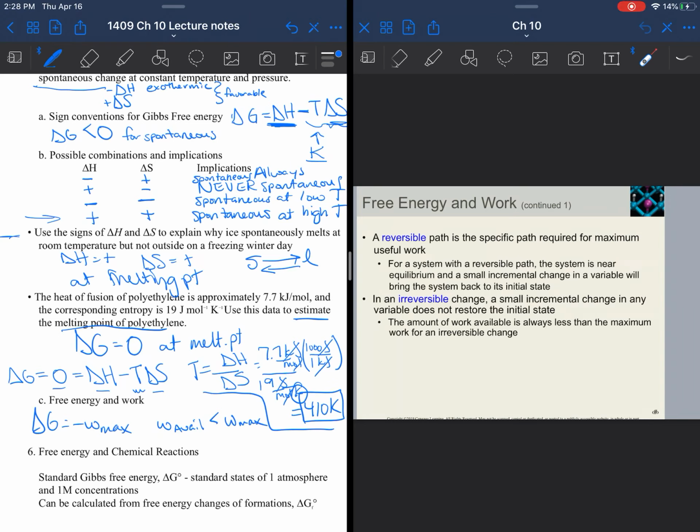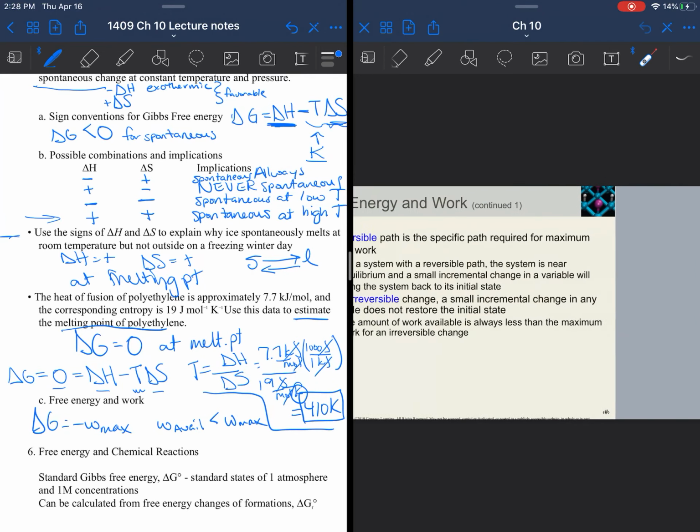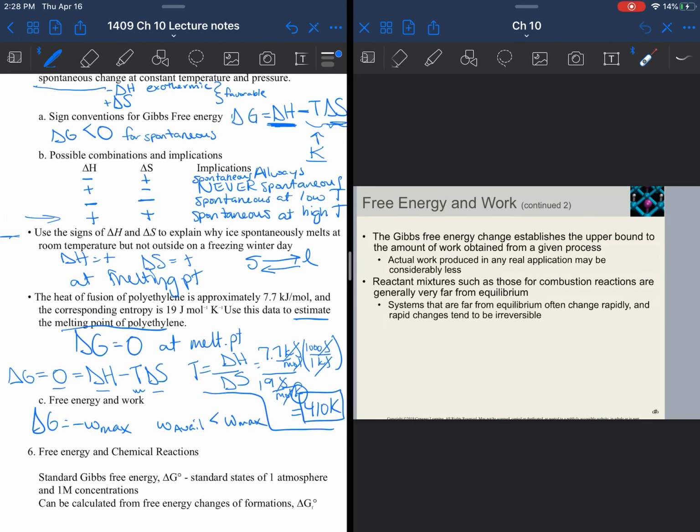But at least with delta G, we can estimate what the absolute max is we could do with a system. Now, for this last little bit, we're gonna look at delta G being a state function, and we're gonna solve a problem. This equation that you're about to see ought to look very, very familiar to you now. Delta G naught is going to be at standard state, right? 1 atmosphere, 1 molar concentration.